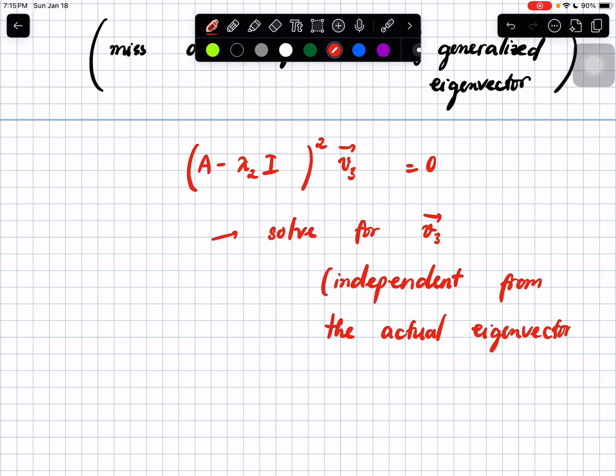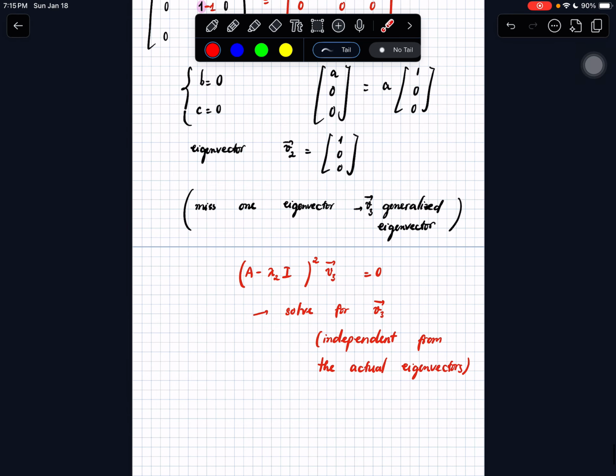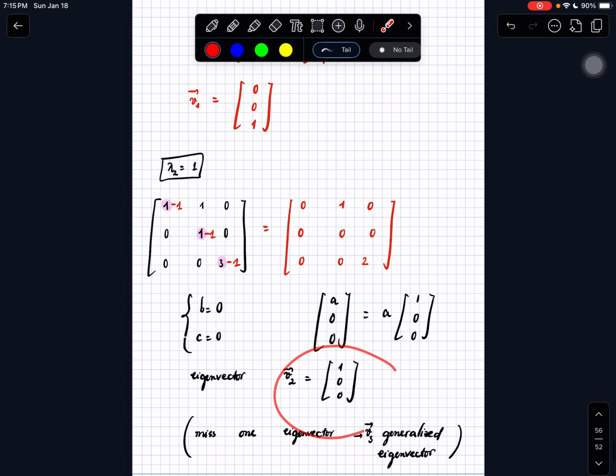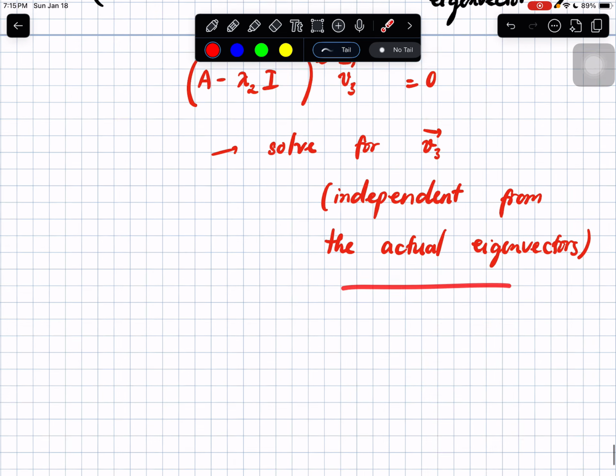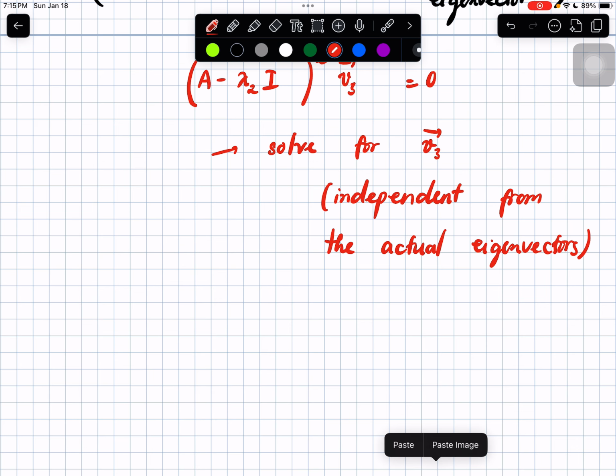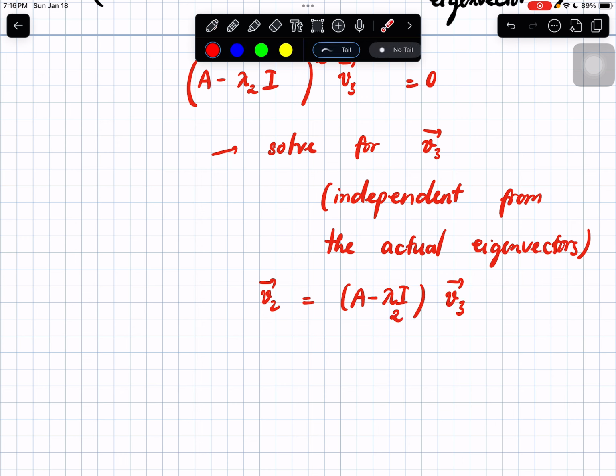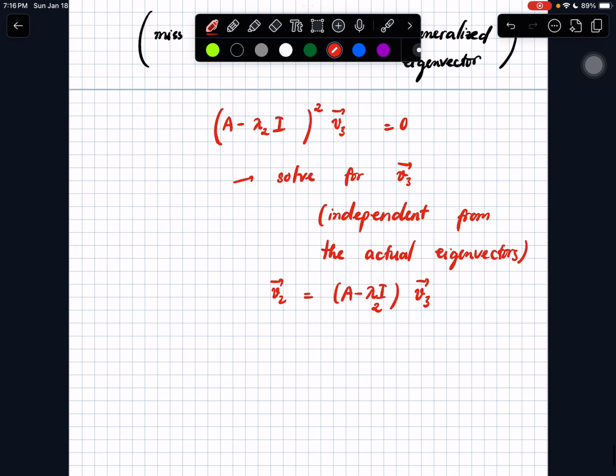We already have two actual eigenvectors, V1 and V2. V2 is this one, V1 is this one. Make sure it's different from that. And then you need to build the chain again, because we have V3, we need to update V2 by V2 equal to A minus lambda 2 I times V3. So update that by plugging in V3 you found, put it here, then you get V2. That is the first method.